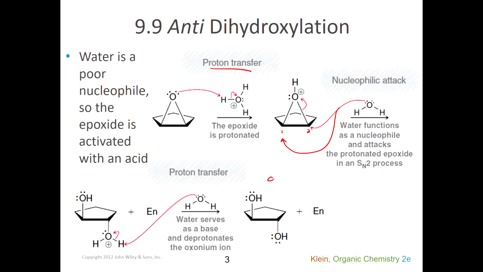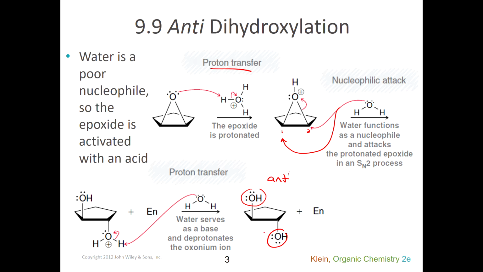So this results in anti-addition. The two OH groups are on opposite sides of where the double bond used to be. So that mechanism you definitely would want to be able to use to explain why you end up with anti-addition.